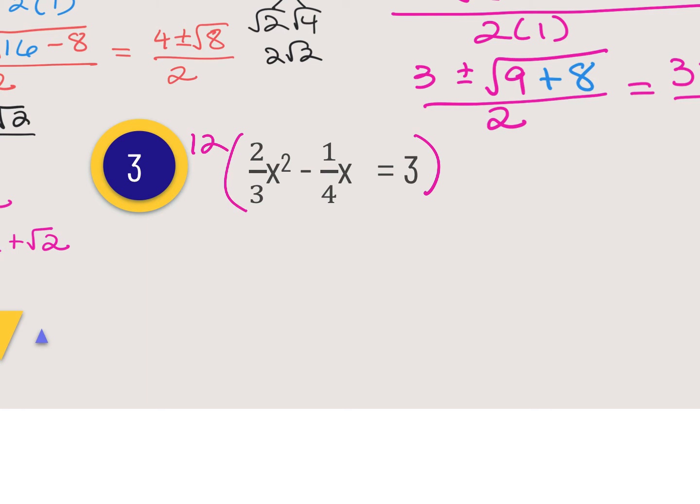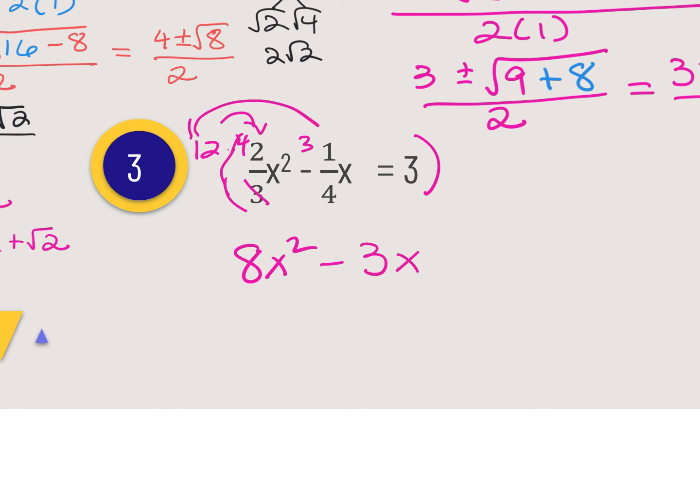So when I distribute it to the 2/3, notice the 3 and the 12 are going to simplify. So then this is just going to become an 8x squared. Then when I simplify it and distribute it to the next one, the 4 and the 12 are going to simplify. Maybe what I'll do is I'll put a 4 here, and then this becomes a 3. So then the middle term becomes -3x. And then I have to distribute it to the 3 as well. Nothing to simplify, so it becomes 36.